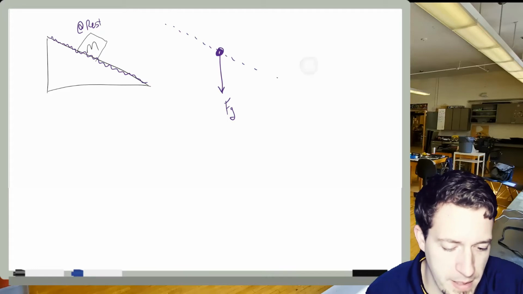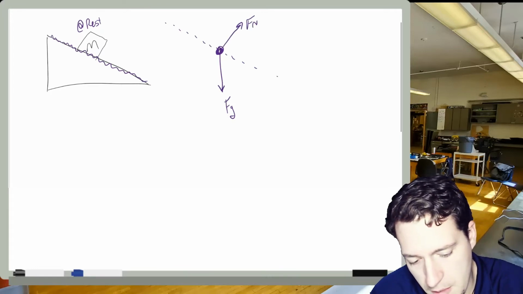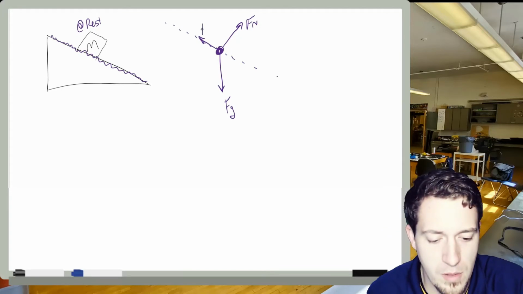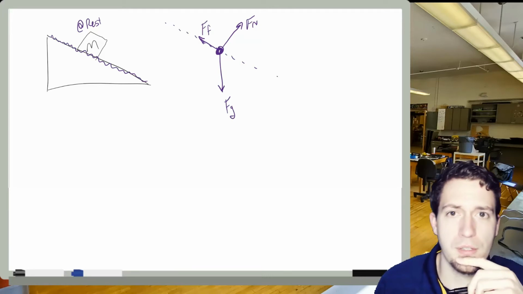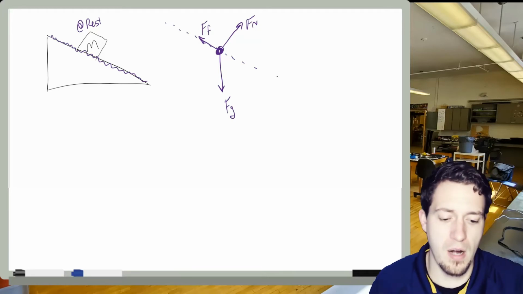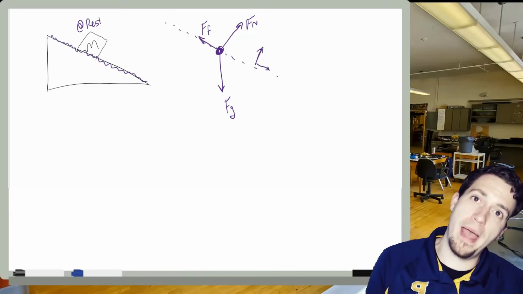So, all right, what else would I have in my diagram? Upward, I'm going to have the normal force. And then this way, I'm going to have the force of friction. Now remember, one of the tricks that we had done was we take our heads and tilt them so that our heads are tilted like this to match the incline.